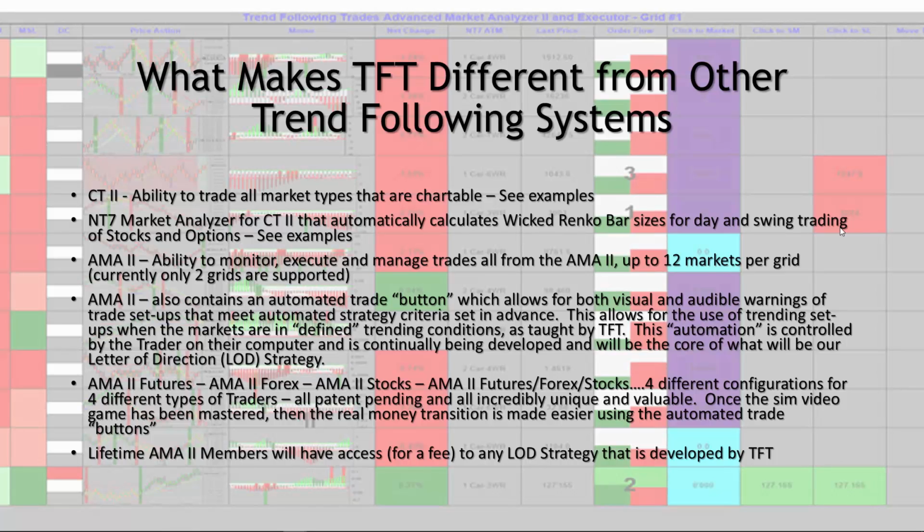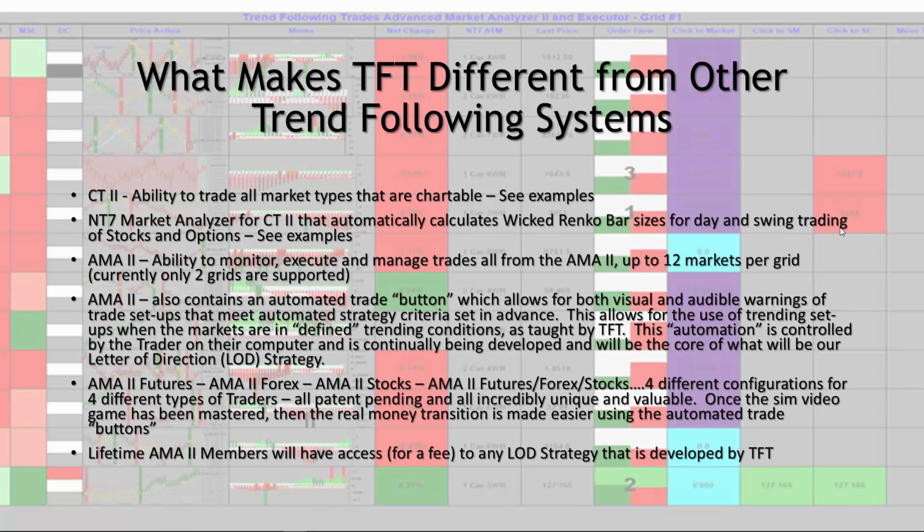It adapts itself every day for volatility and range, things of that nature, not every month, every quarter. This is a dynamic strategy that's fully automated, fully adaptive to range and volatility every single day. Okay, AMAII futures, AMAII forex, AMAII stocks, all three. We have 4 different configurations for 4 different types of traders. All of them are patent pending, all incredibly unique and valuable.